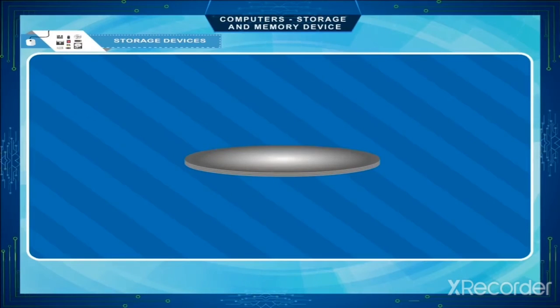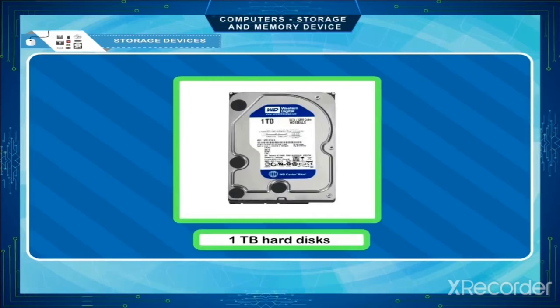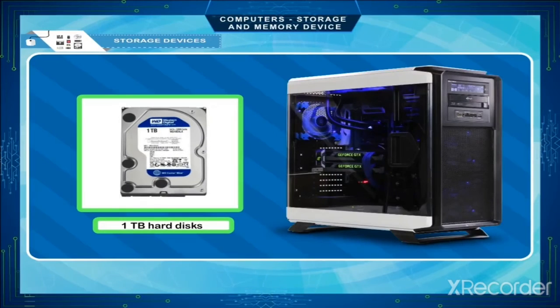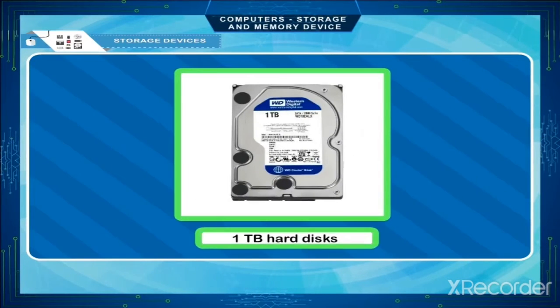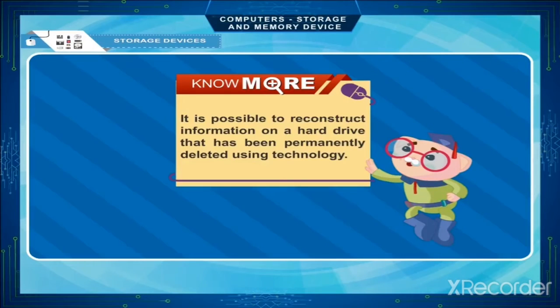It is made up of multiple disks which can store data on both sides. 1 TB hard disks are commonly used in PCs nowadays. The hard disk acts as the main storage device. These days, external hard disks are also available in the market to transfer bulk amounts of data. It is possible to reconstruct information on a hard drive that has been permanently deleted using technology.